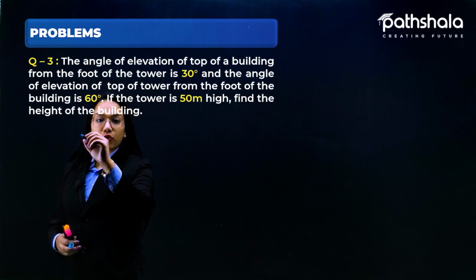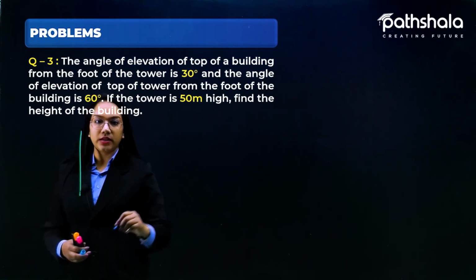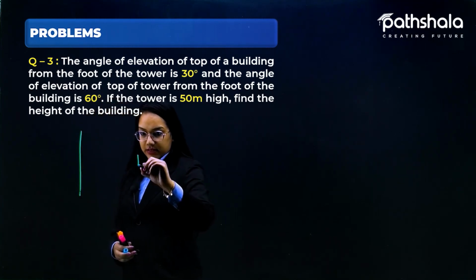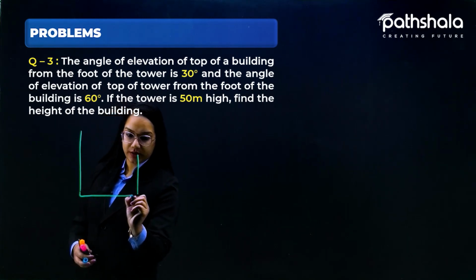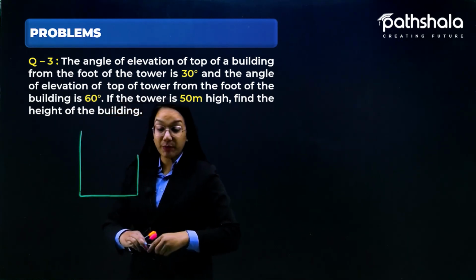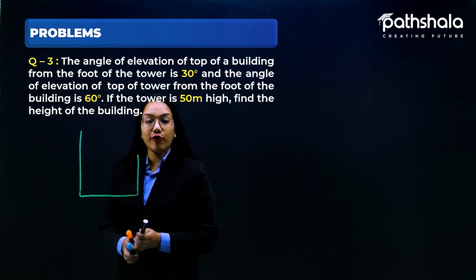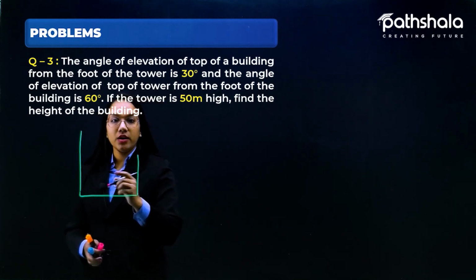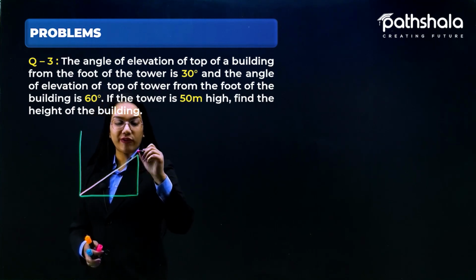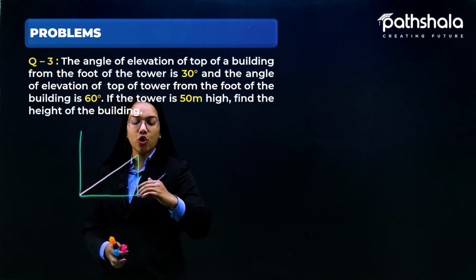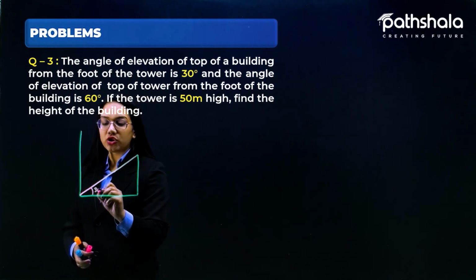So let us suppose I'm drawing the figure for this question. Let me take this as my tower, and this as the building, and join both of them like this. As per the question, the angle of elevation of the top of the building from the foot of the tower is formed over here. We know that the angle of elevation is always formed in such a manner that the object lies above the horizontal level. So this angle is 30 degrees, which is already given to us.